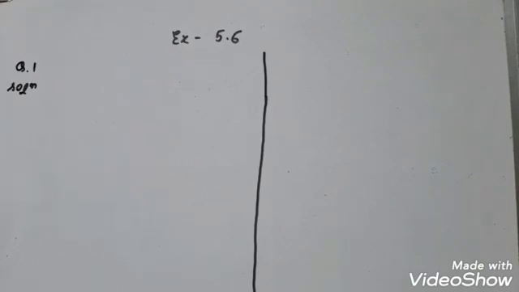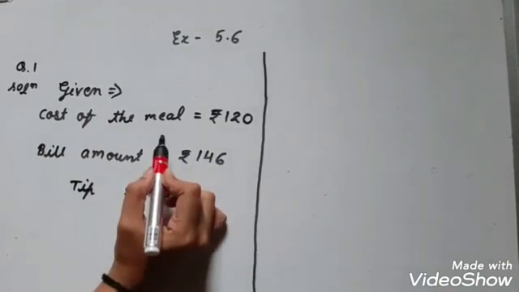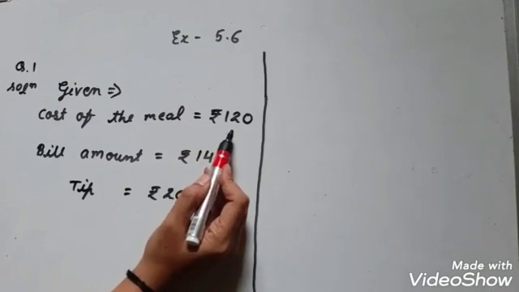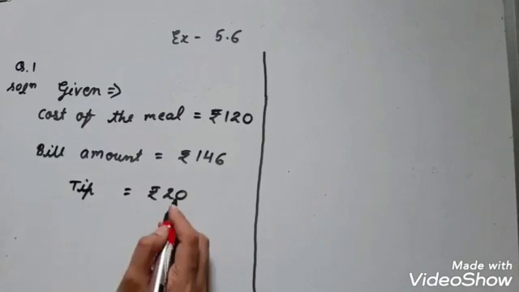Listen the question carefully. At a restaurant, you order a meal that costs rupees 120, excluding the taxes. The total bill, including the VAT and a tip of rupees 20, is rupees 146. Find the value added tax. Let's start doing the solution. These things are given in the question. Cost of the meal rupees 120, billed amount rupees 146, and tip of rupees 20.